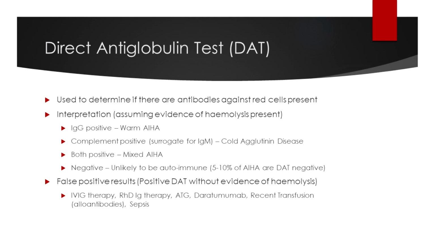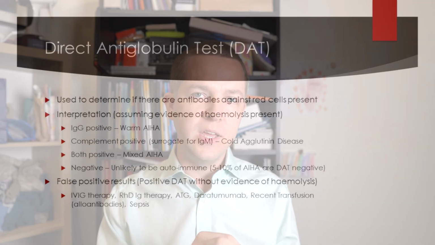If you have both of them positive, so complement and IgG positivity, it more points to us seeing a mixed autoimmune hemolytic anemia picture. So there may be more than one process going on, or it might be just an unusual manifestation of one cold or warm. Then if it's negative, it's very, very unlikely to be immune, and we generally look for non-immune causes in that case. However, it's important to know that 5 to 10% of autoimmune hemolytic anemias are DAT negative. So just bear that in mind. But I personally haven't seen any cases that we've been confident or confirmed is AIHA that didn't have a positive DAT. So it's a pretty reliable test.